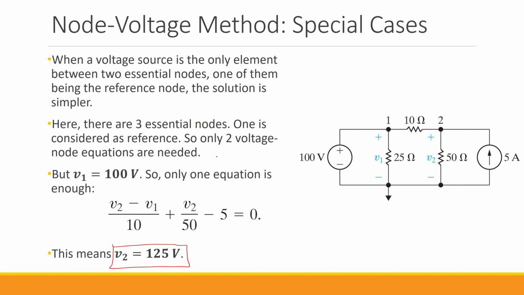That is something that you should always keep in mind: if you are working with a circuit in which you have a voltage source that is connected between two essential nodes, and one of those essential nodes is actually the reference node, that means that the voltage at the other node is already known.